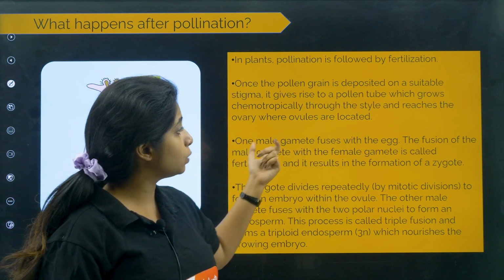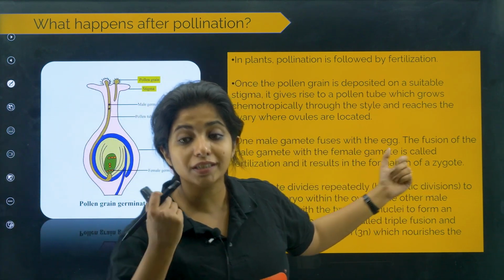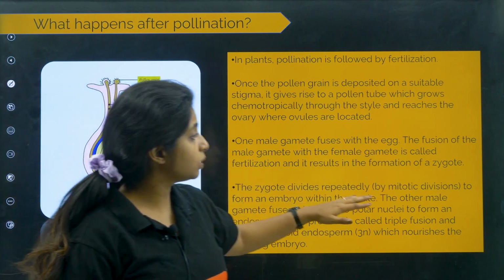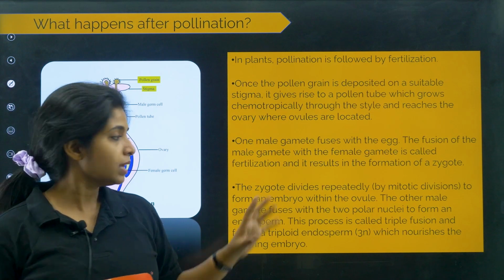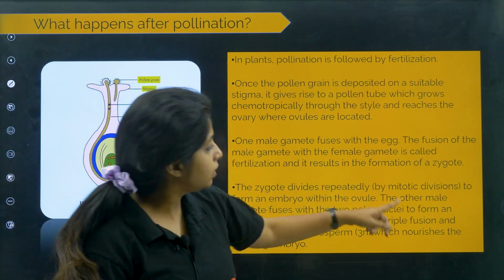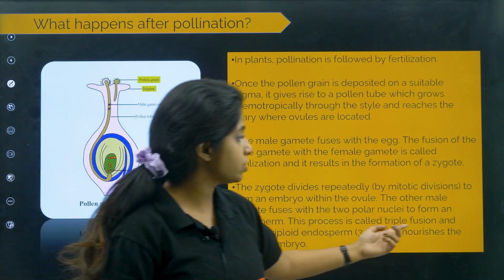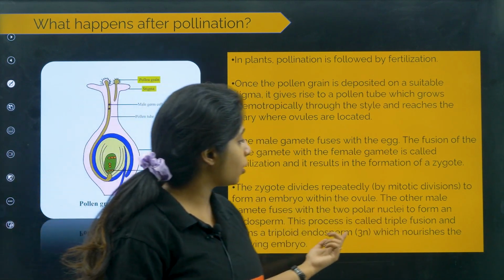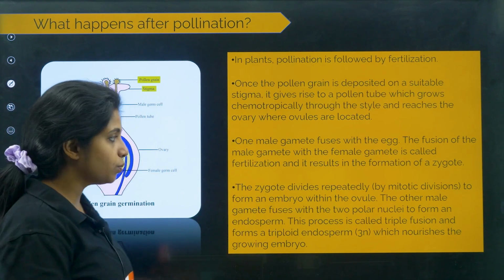The fusion of the male gamete with the female gamete is called fertilization, and it results in the formation of what, children? Zygote. The zygote divides repeatedly to form an embryo within the ovule. Okay. Before it forms an embryo, one more thing happens. The other male gamete fuses with the two polar nuclei to form an endosperm. This process is known as triple fusion and forms a triploid endosperm, 3n, which nourishes the growing embryo.